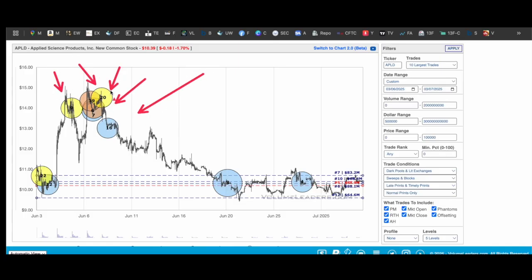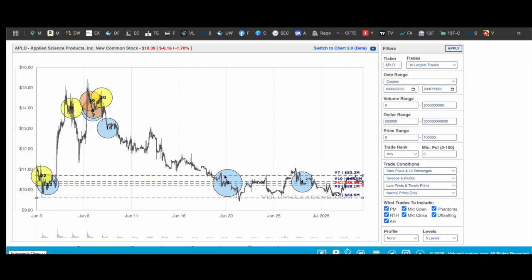I have shown it, I think. Yeah, you can see how it's standing out, right? The largest order came in at the top and price didn't go higher, it just rejected and went lower. So it makes sense that its stock price is lower now.